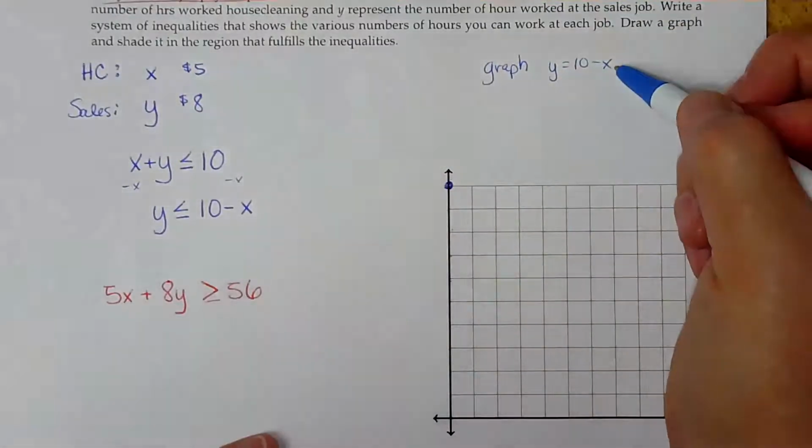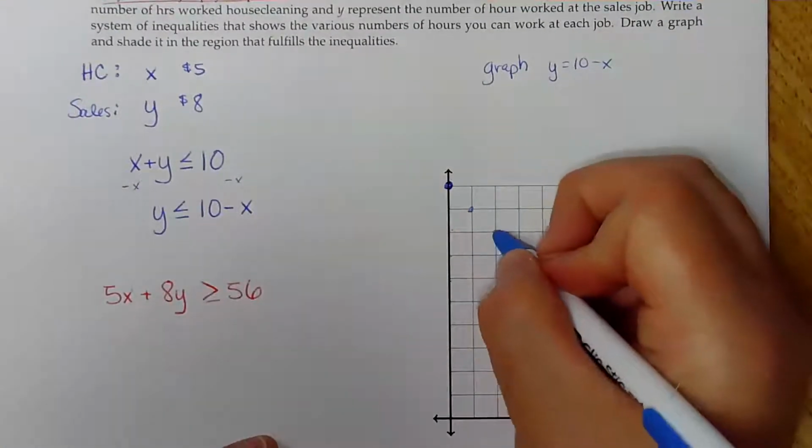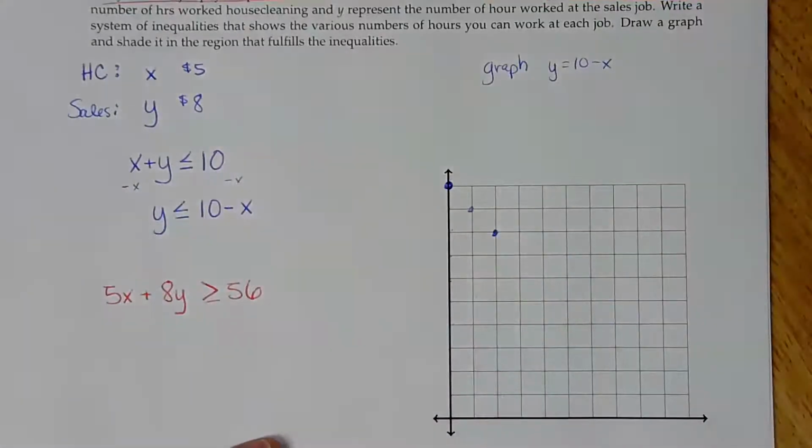And I'm going down by 1. My slope is negative 1. So down 1, over 1, down 1, over 1. Okay, so it gives me a couple of dots there. So let me go ahead and connect those.